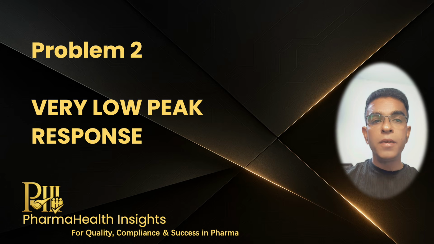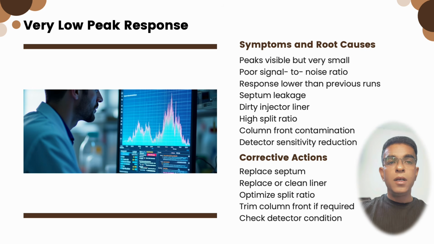Once peaks begin to appear, the next commonly faced problem is reduced response. In this situation, peaks are present, but their response is significantly lower than expected. This problem commonly occurs due to injector-related issues. An aged septum allows sample vapors to escape. A contaminated liner absorbs analyte, reducing response. High split ratio further decreases the amount of sample entering the column. Therefore, injector components should always be checked first. Replacing septum and liner solves these issues in most routine laboratory cases.